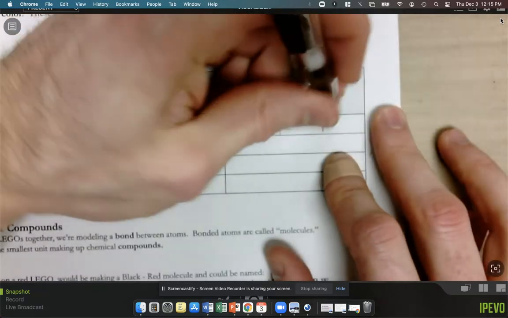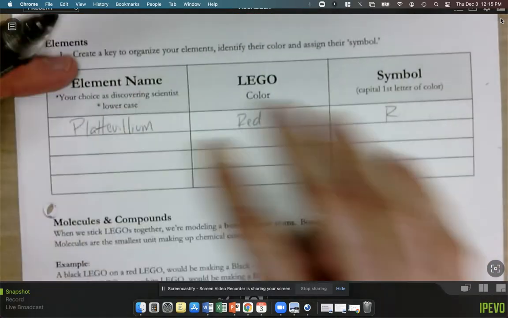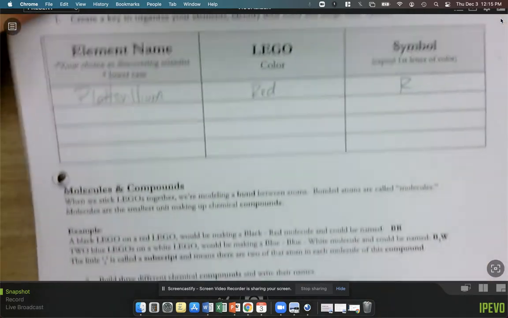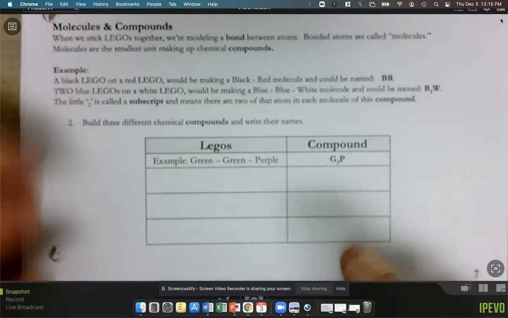Okay, pick 4 more. Don't spend a lot of time on this. Okay, this is just for funsies. Then we get into the meat and potatoes of the activity.